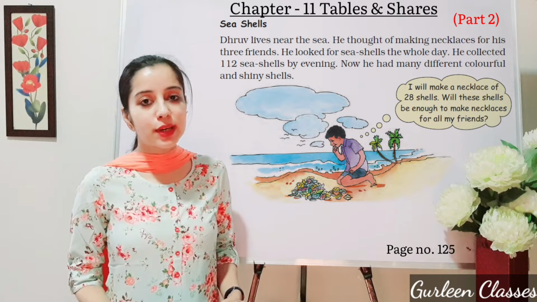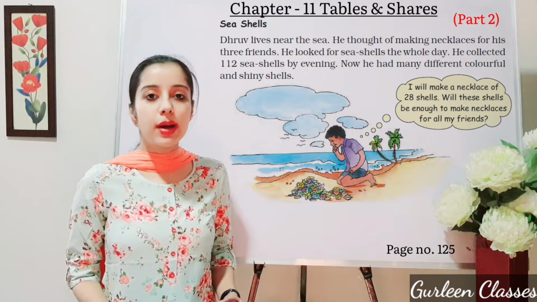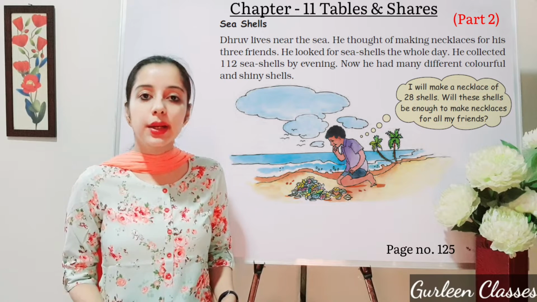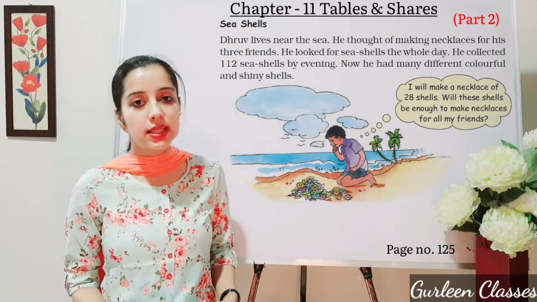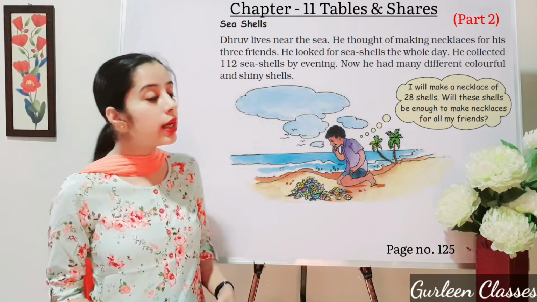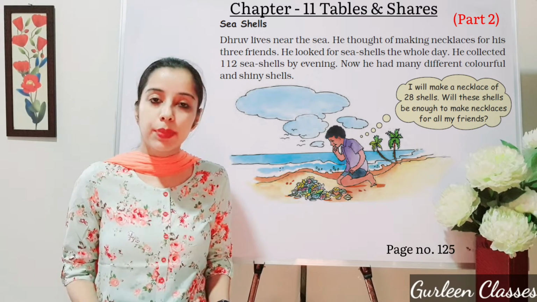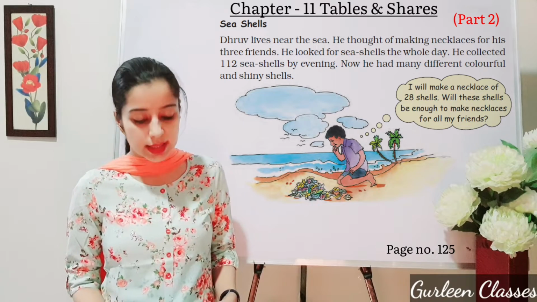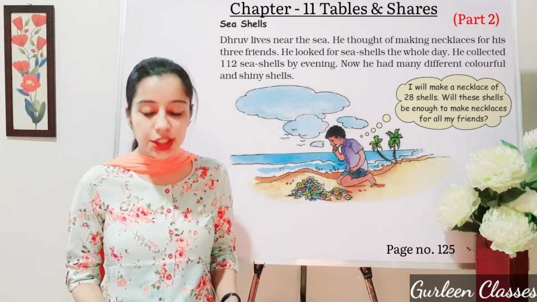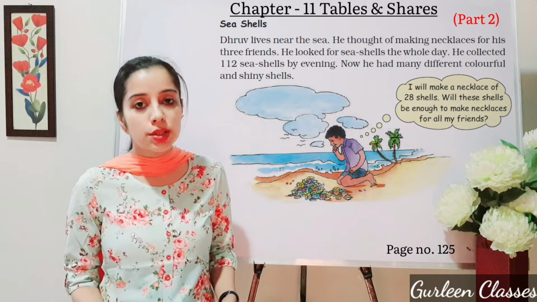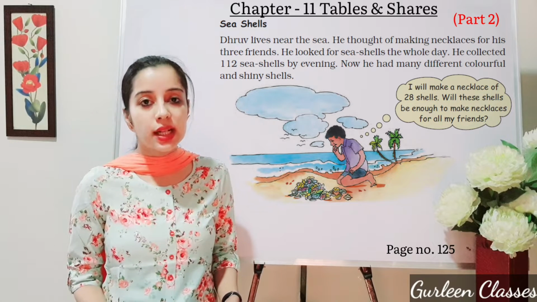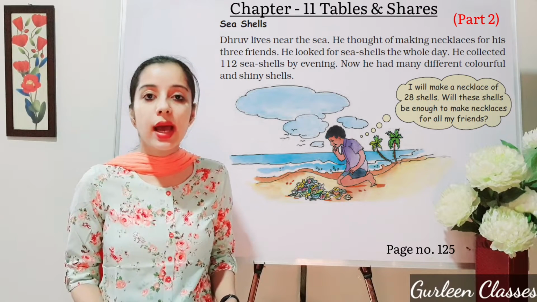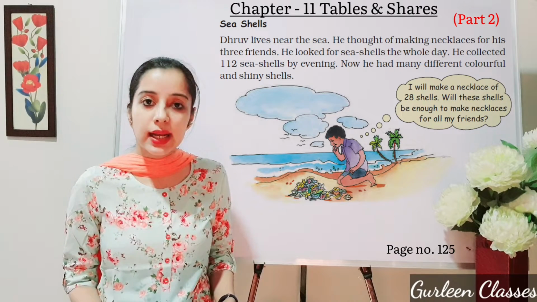Let us start with the first topic of today, given in your Maths NCERT book, page number 125. And the topic name is seashells. So in your books you can see Dhruv lives near the sea. He thought of making necklaces for all his 3 friends. He looked for seashells the whole day. So students, inside these shells there is pearl. Pearl means moti. With the help of that we make necklace.